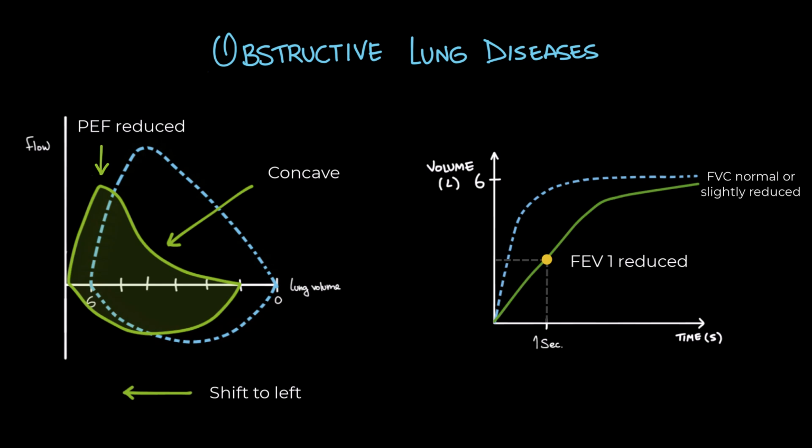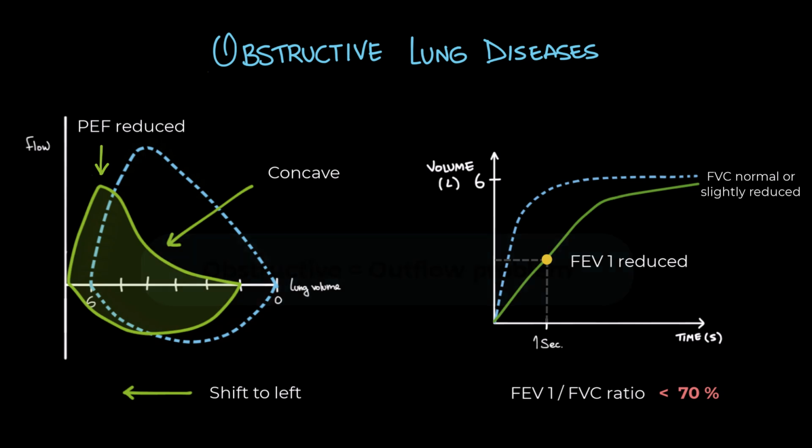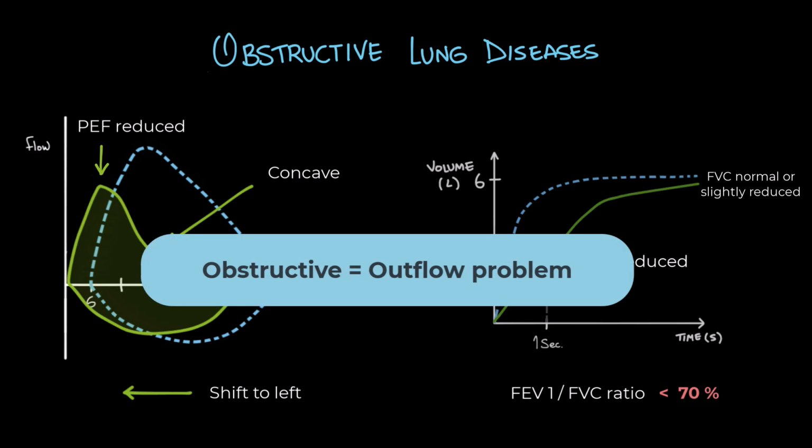So if we take a look at the Tiffeneau index, if the FEV1 is reduced and the FVC stays normal or only slightly lower, this means that the ratio decreases significantly. And if the ratio drops below 70%, this is diagnostic for obstructive lung disease. So in obstructive diseases, the problem is getting air out. An easy way to remember it is obstructive equals outflow problem.